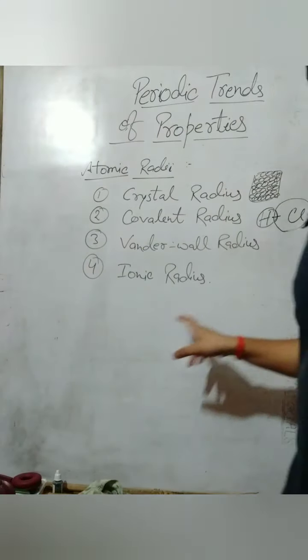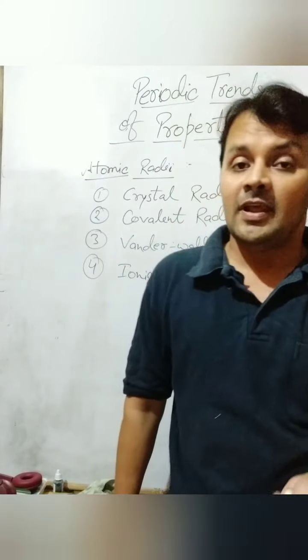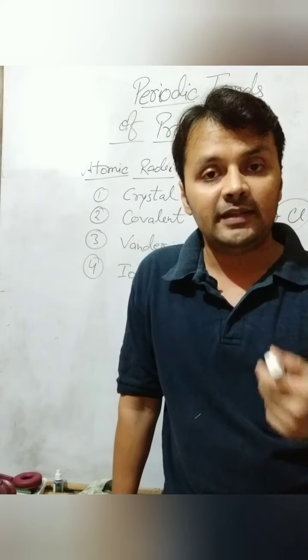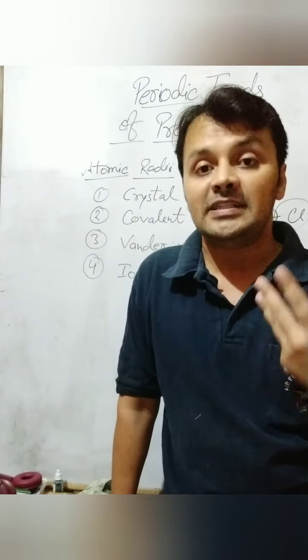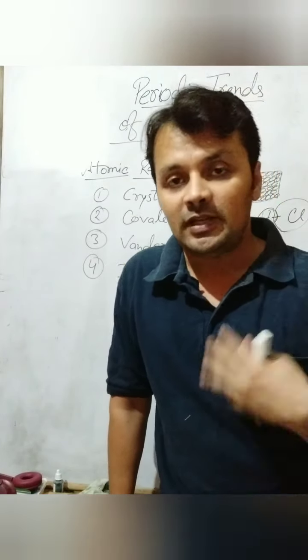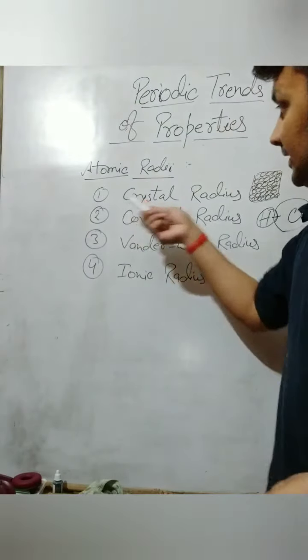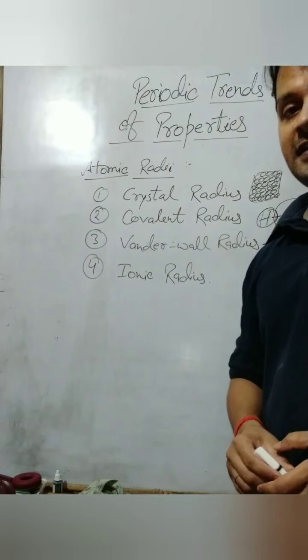And last is ionic radius. As the name suggests, ionic radius is calculated for those atoms which form an ionic bond, which form charges, ions. Okay, so let's start studying in detail about all these radii.